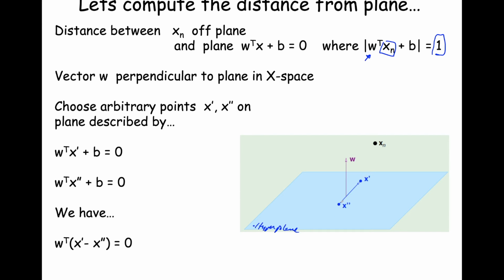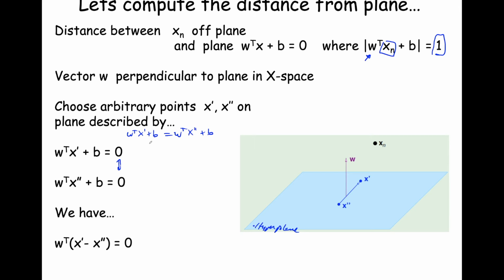because x prime and x double prime are on the hyperplane, by definition of what it means to be on the plane, we know that W transpose x prime plus B is equal to 0, because x prime is on the hyperplane. And we also know that W transpose x double prime plus B is also equal to 0, because x double prime is on the hyperplane. Now, of course, on the right-hand side, 0 is equal to 0. So if that's the case, we can equate these two equations. We can say W transpose x prime plus B is equal to W transpose x double prime plus B.